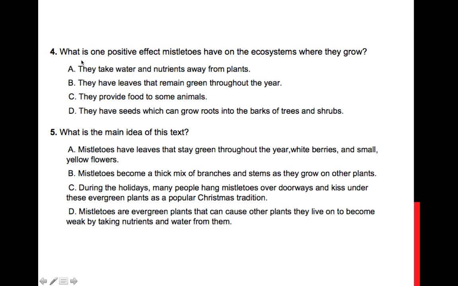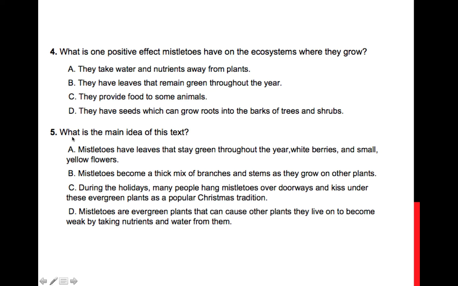Number 4. What is one positive effect mistletoes have on the ecosystems where they grow? What's one good thing, positive effect, one good thing that the mistletoe has on its environment? A. They take water and nutrients away from plants. B. They have leaves that remain green throughout the year. C. They provide food to some animals. Or D. They have seeds which can grow roots into the barks of trees and shrubs. So, what's one good thing that the mistletoe does?